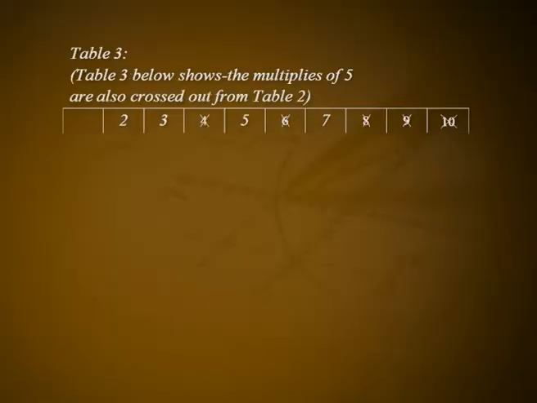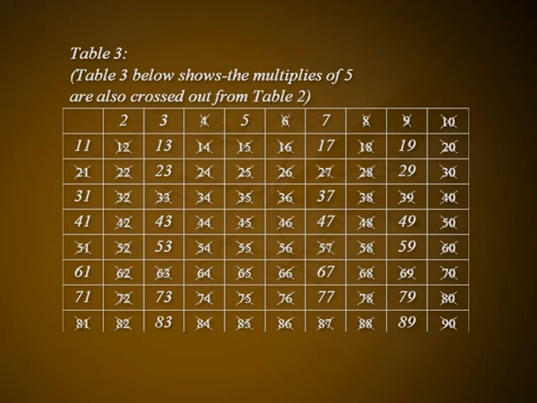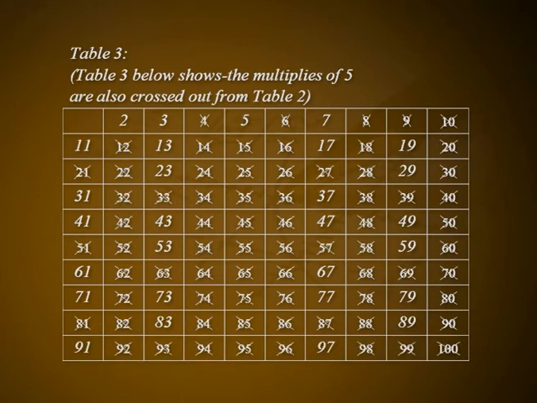The smallest integer after 3 that has not yet been deleted is 5. It is not divisible by either 2 or 3. Otherwise, it would have been crossed out. Hence, it is also a prime. All proper multiples of 5 being composite numbers, we next remove 10, 15, 20, etc. Some of these are of course already crossed out. While retaining 5 itself, we obtain table 3. Table 3 below shows the multiples of 5 are also crossed out from table 2.